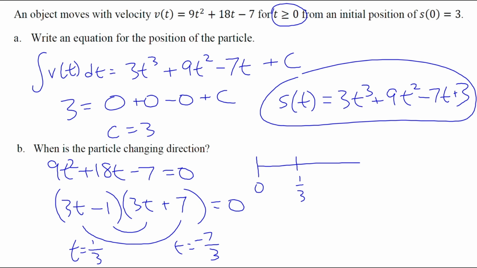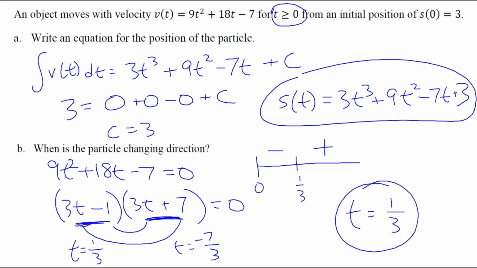If I put in something more than 1/3, like a billion, both factors are going to be positive, and we're going to have a positive velocity. But if I put in something like 1/6, 3t plus 7 is still positive, but 3 times 1/6 is 1/2, and 1/2 minus 1 is negative. So when I multiply the negative times the positive, I get a negative. So the only place that this particle changes directions is at t equals 1/3. It goes from going left when the velocity is negative to right when the velocity is positive.